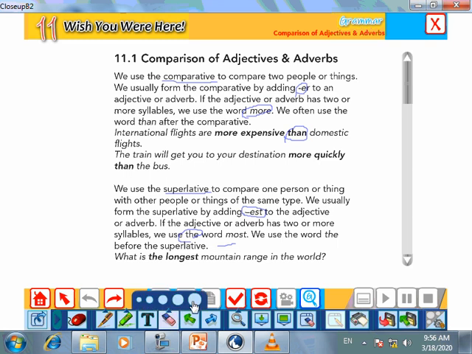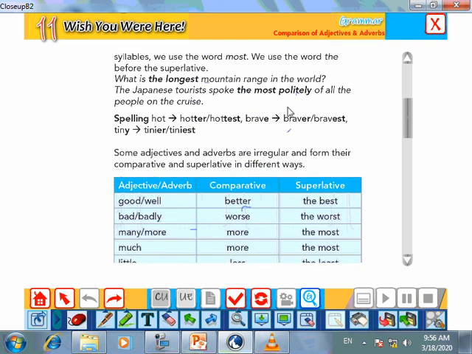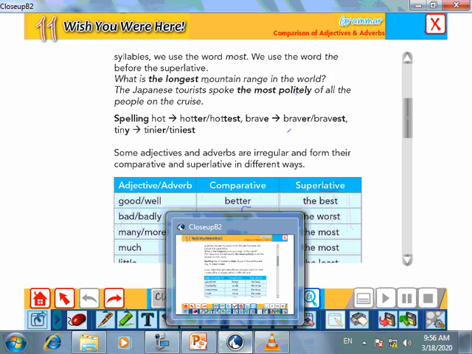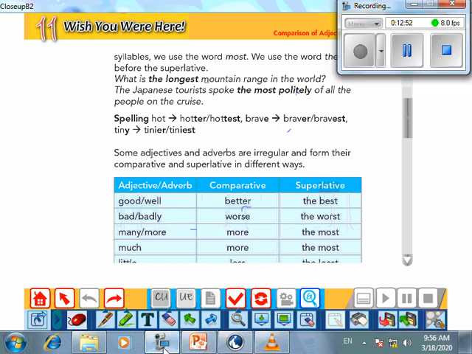Here, the longest mountain range in the world. And here we have the most politely. We put the most because it's a long adverb. And then we put the most and then politely, the adverb.